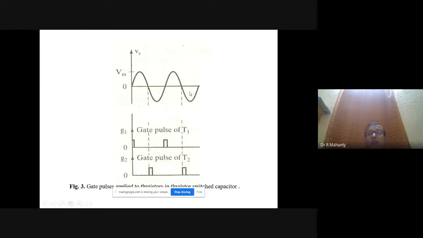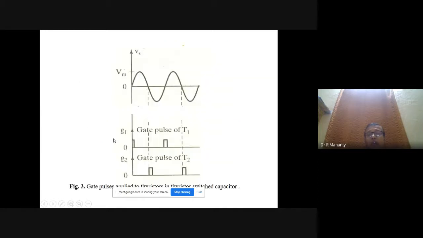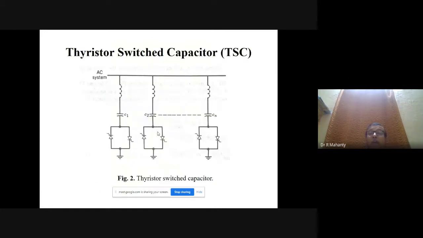Suppose this is your sinusoidal AC voltage. With respect to that, you will apply gate signals to thyristor T1, at the positive zero crossings. And similarly, you will apply gate pulses to thyristor T2 at the negative zero crossings. Therefore, this capacitor C1 will give you a fixed value of capacitance.